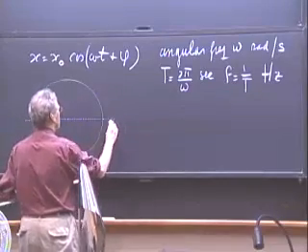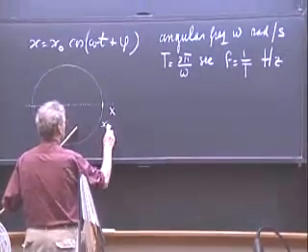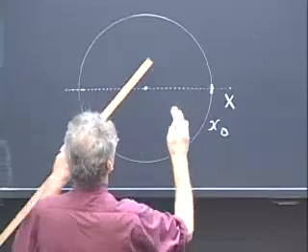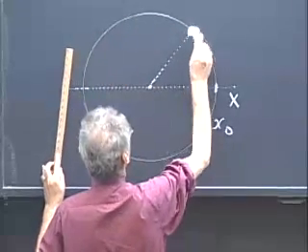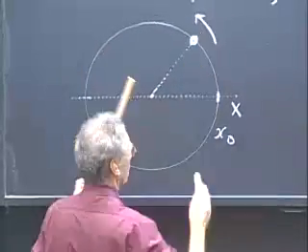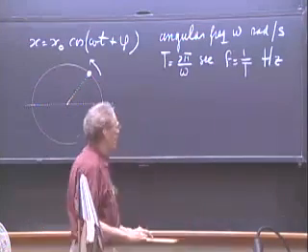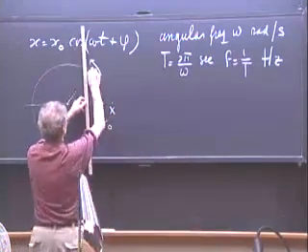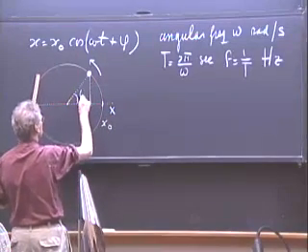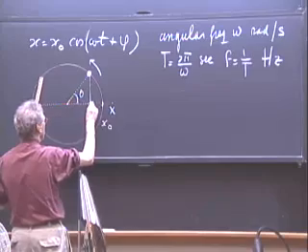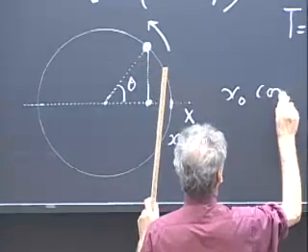And let's call this the x direction, and let this point be x0. And I take an object which is rotating around. Here is the object. It's going around. Uniform circular motion. If I project this onto the x-axis, and this angle is theta, then this position here is x0 cosine of theta.